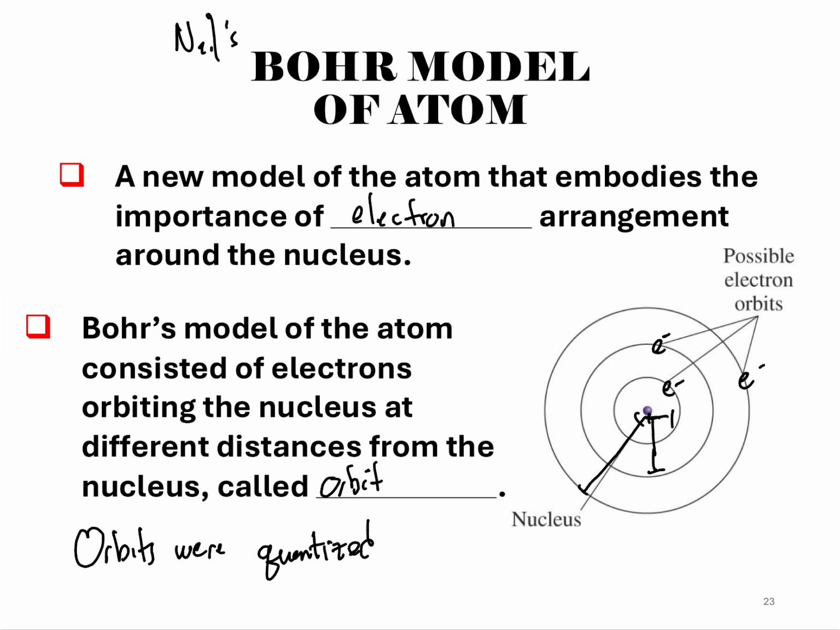And this was important for the model of the atom, because electrons had to be moving in some sort of fashion around the nucleus based off of Rutherford's experiments.